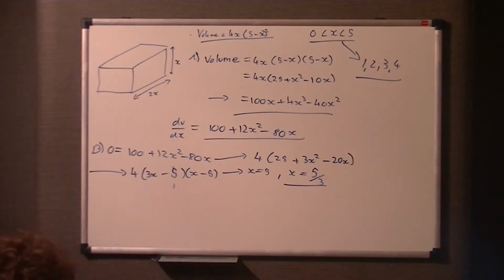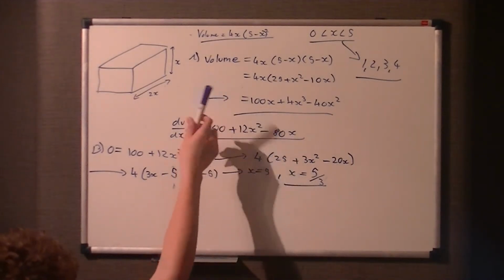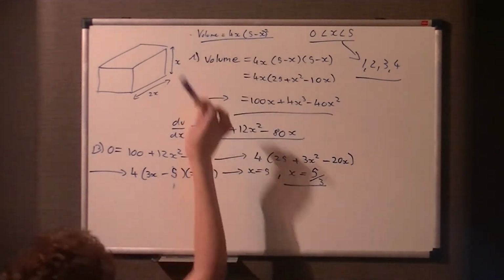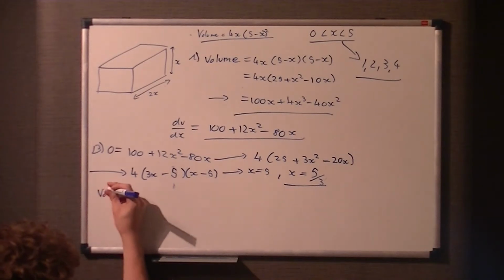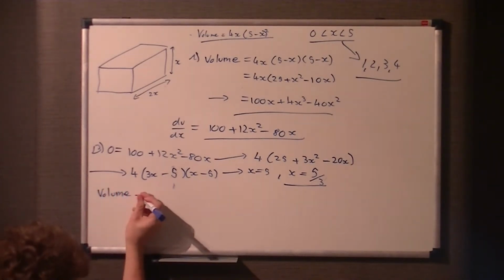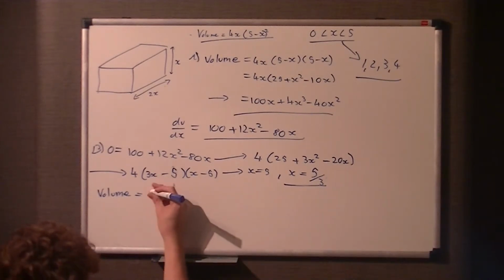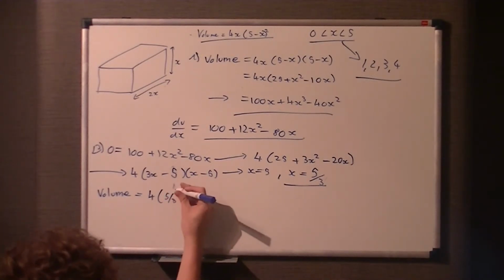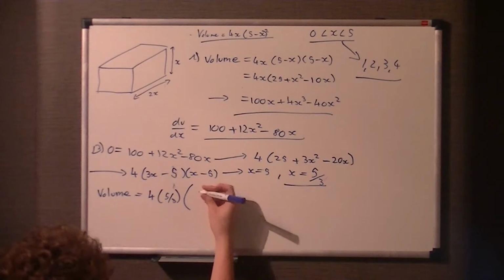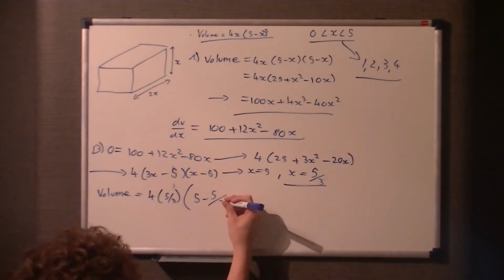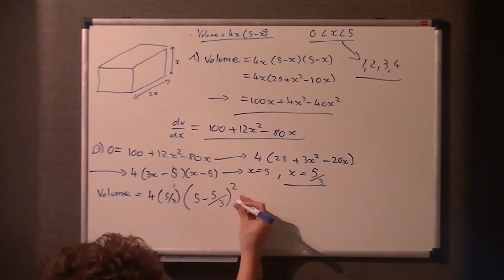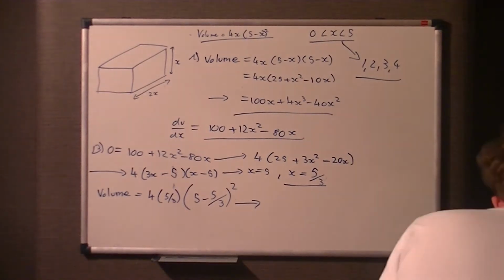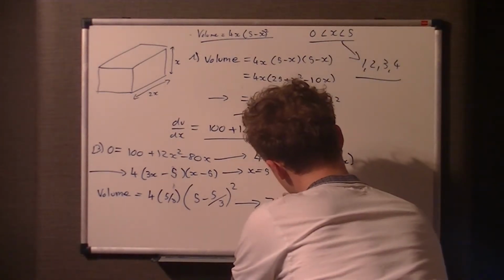So that's our x value, and it says the maximum volume. Now we know the volume is 4x(5 - x) squared, this thing up here. So what we can do is put this value into that one at the top. So the volume equals, now we know x is 5 over 3, or 5 thirds, so we put 5 thirds, and then big brackets, 5 take 5 thirds, and we square that, and that gets you a volume of 74.07.